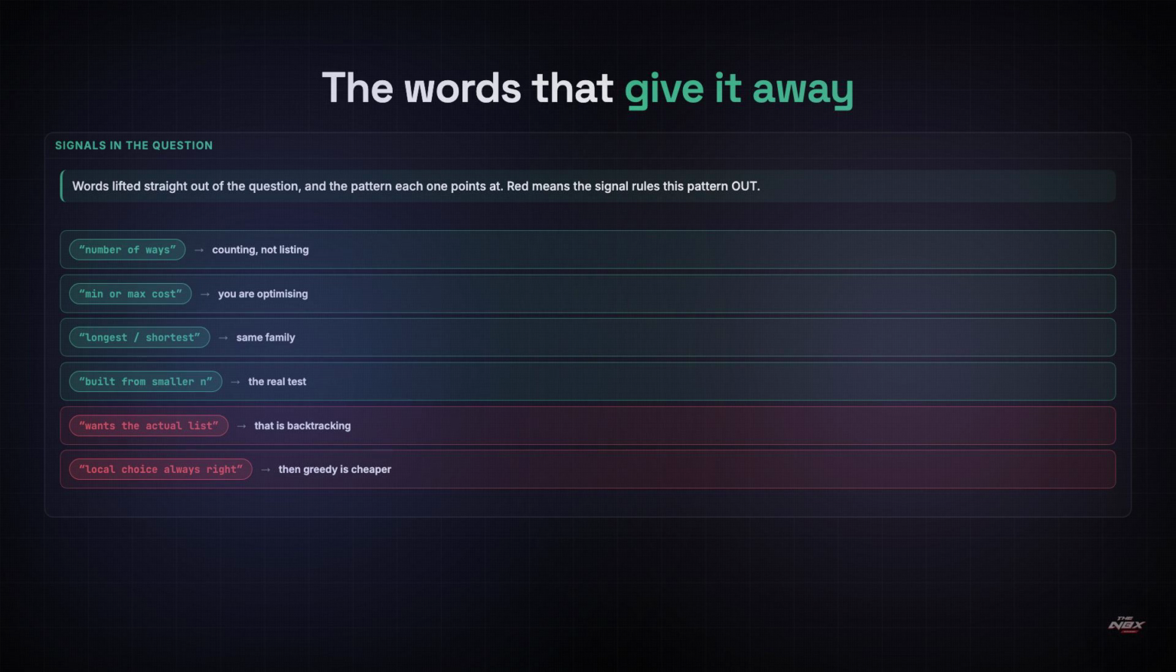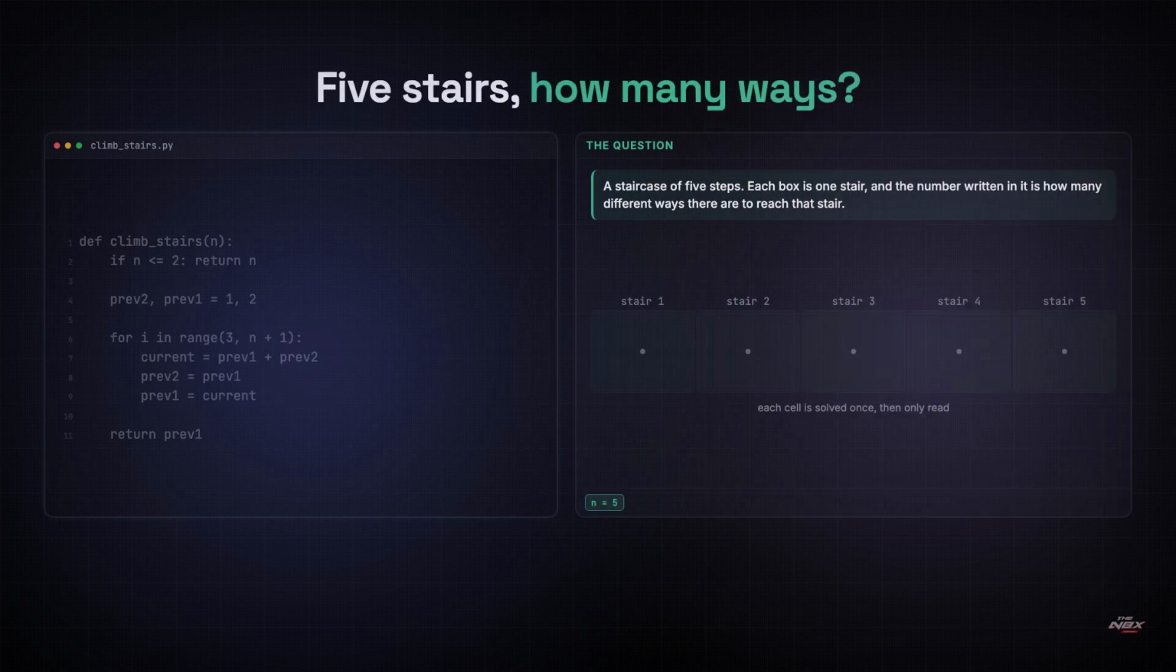Counting, optimizing, and built from smaller answers. Those 3 together mean dynamic programming. You're climbing a staircase of 5 steps, and each move is either 1 step or 2. How many different ways are there to reach the top?